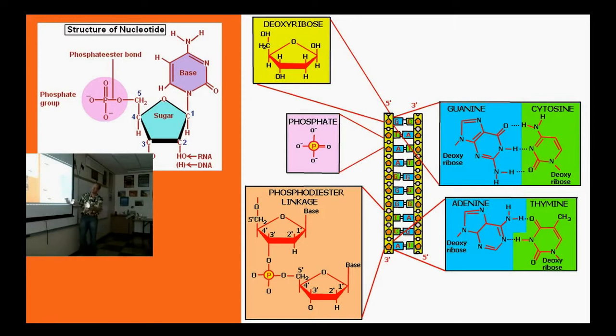And then DNA is a double helix. It's two sides that go the opposite direction. One goes this way and one goes this way. And every time there's an A on one side, there's a T on the other. Every time there's a G on one side, there's a C on the other.